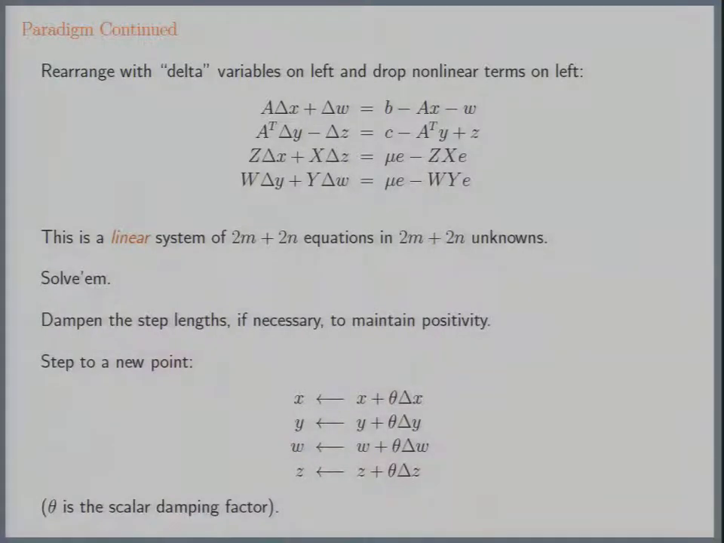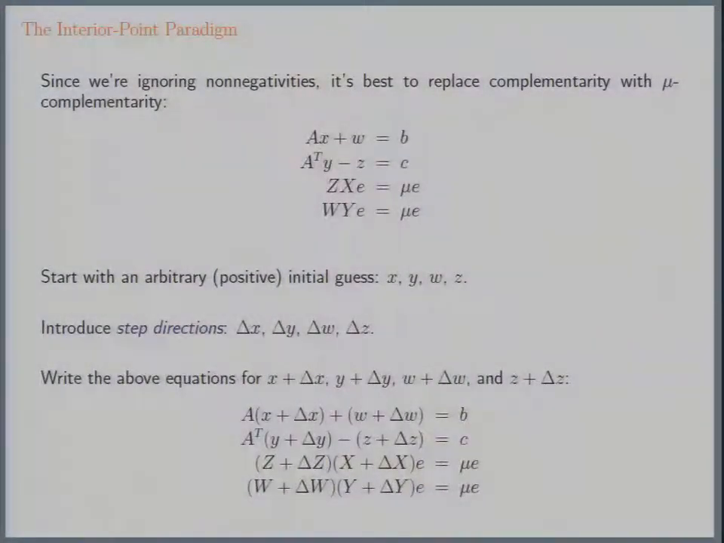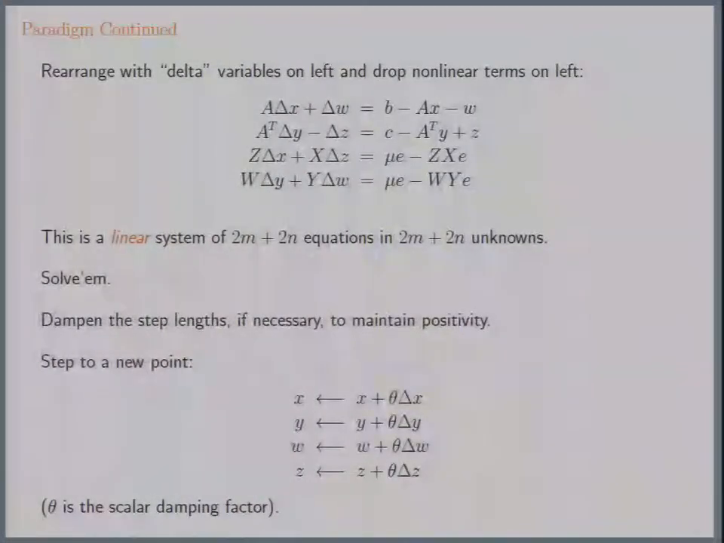We start somewhere, as I said, at x, y, w, and z. We figure out what x plus delta x, y plus delta y, and so on would take us. If some of the new values would be negative, then we shorten our step length to keep all the new values positive. The original values were all positive. I think I forgot to emphasize that, but it's probably written here. The initial values must be positive. So we're going to start with all those inequalities being satisfied, and we're simply going to maintain that property throughout.